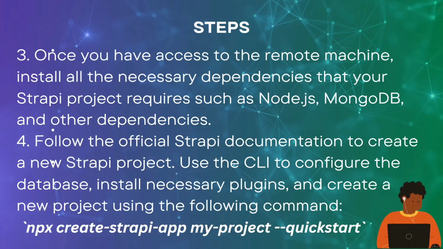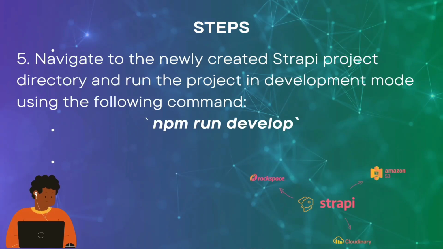Step number 4. Follow the official Strapi documentation to create a new Strapi project. Use the CLI to configure the database and install necessary plugins and create a new project using the following command: npx create-strapi-app my-project --quickstart. Step number 5. Navigate to the newly created Strapi project directory and run the project in development mode using the following command: npm run develop.